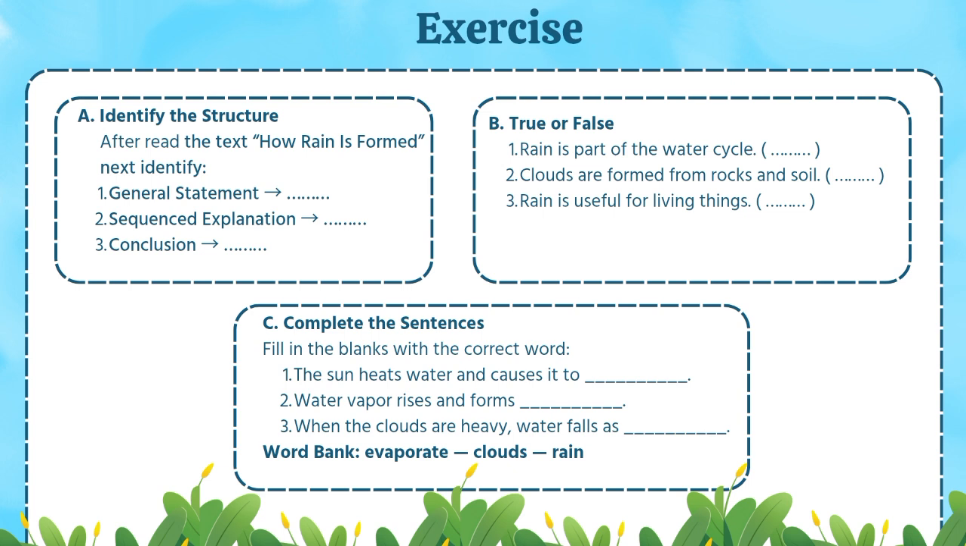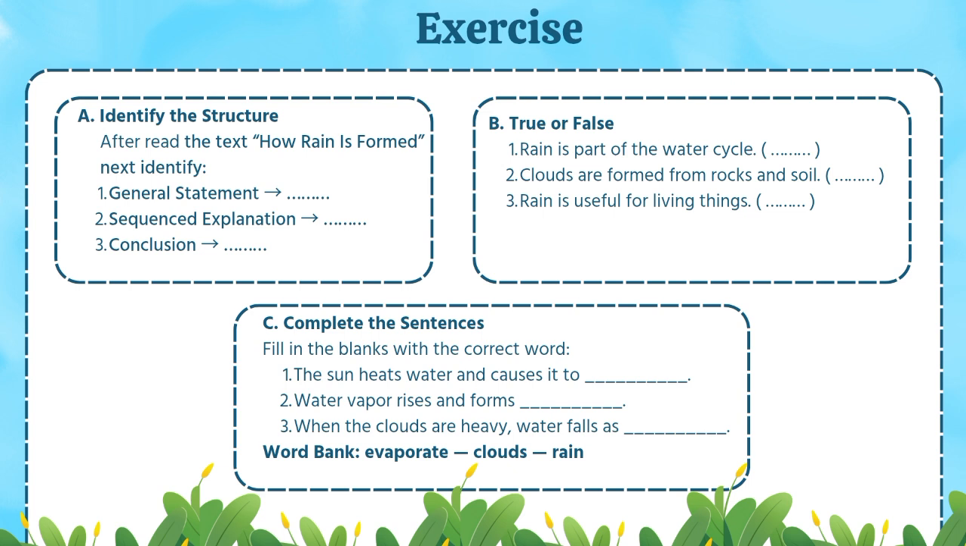Okay, now I have an exercise to know how much you understand this material. In part A, you must identify the structure from the text, identify which one is the general statement, which one is the sequenced explanation, and which one is the conclusion. Okay, next in part B, you must answer true or false from the statements. True or false, rain is part of the water cycle. True or false, clouds are formed from rocks and soil. And true or false, rain is useful for living things.